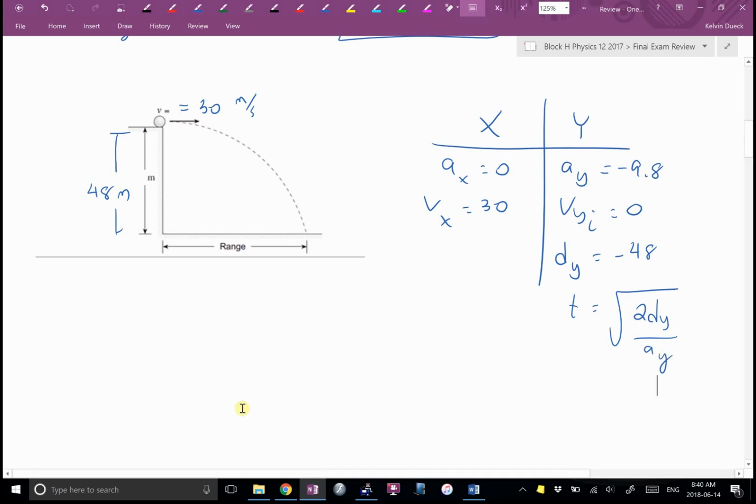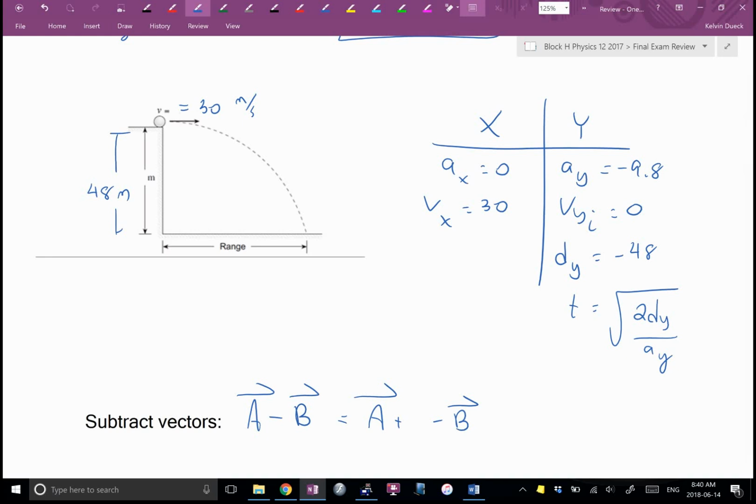How do I add two vectors together? How do I subtract two vectors? First of all, I don't. What do I do instead? Add the opposite. So subtracting vectors, if you give me vector A minus vector B, we'll just make a general one, that's the same as vector A plus the opposite of vector B. So if vector B was originally pointing north, how would I draw it if I wanted to draw it in the opposite? And then I can turn it into an adding question.